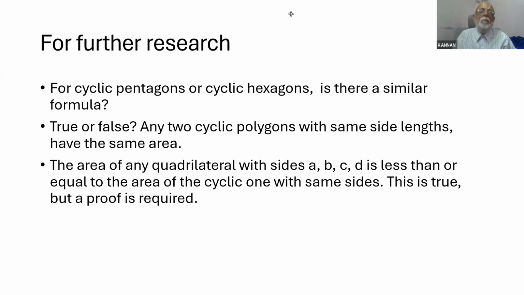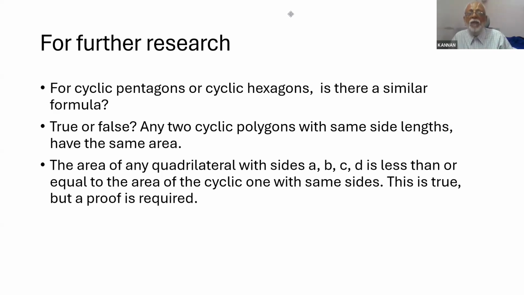I am suggesting some problems for further research. Cyclic quadrilaterals, we have this formula. If the number of sides is more in the polygon, pentagons or cyclic hexagons, is there a similar formula for us to think? Is it true or false that any two cyclic polygons with same side lengths have the same area? We have said for quadrilaterals it is so true.